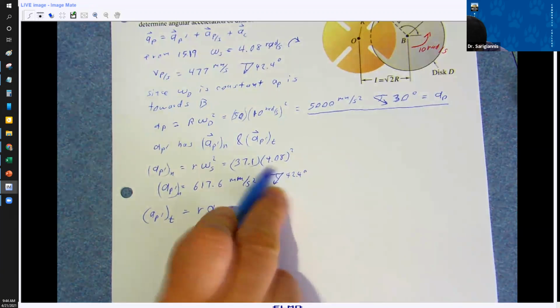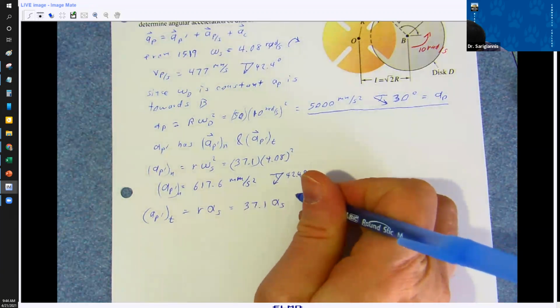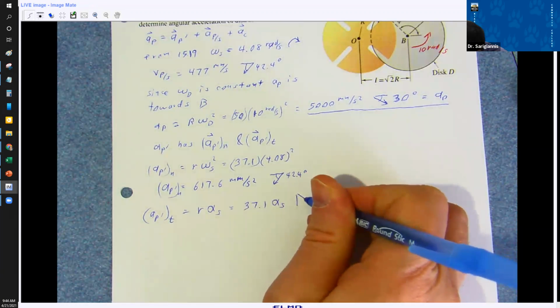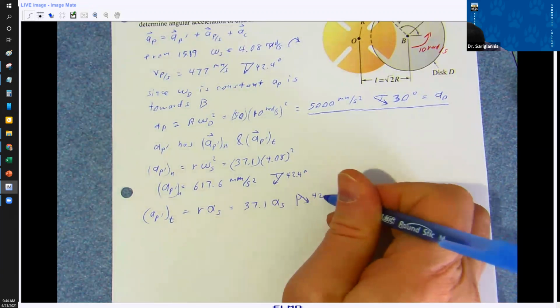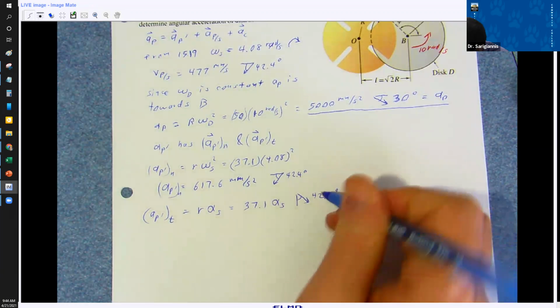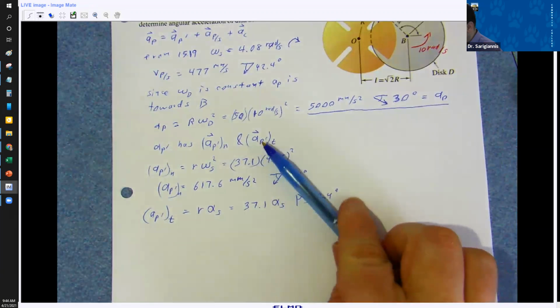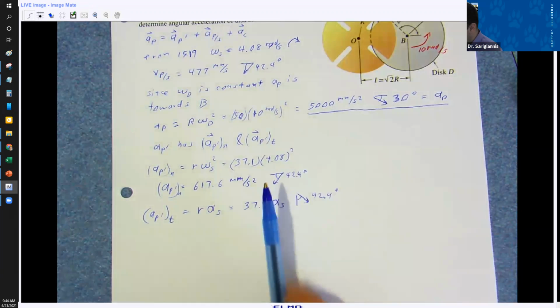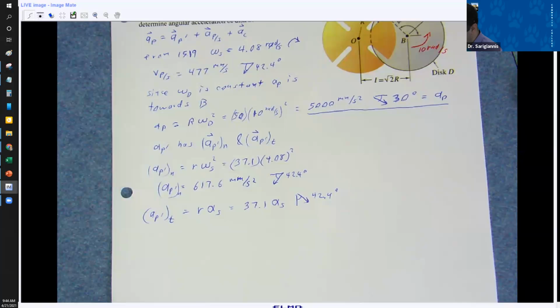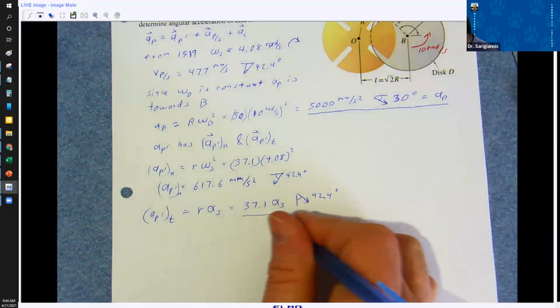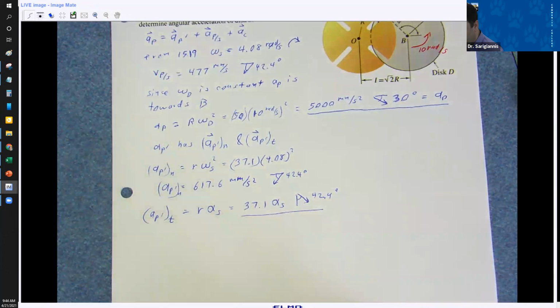And that's going to be tangential to this point, right? This is the normal. The tangent's going to be off in this direction. It's going to be, again, 42.4 degrees like this. Right, because you've got 90, this 90, 42.4. We don't know this variable yet, A of S.